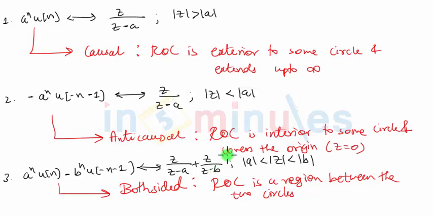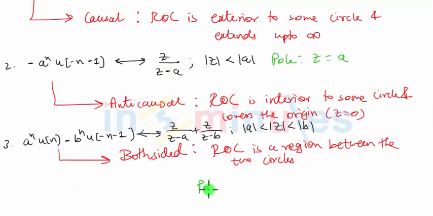Now if you have observed one thing, the circle that we are talking about is also the pole of each and every Z transform. I hope everyone knows the concept of poles and zeros. The pole for the first Z transform is nothing but Z equal to A, so the ROC is confined by the radius mod A. For the second case also the pole is Z equal to A. Now for this third case, there are basically two poles, Z equal to A, which comes from the first term, and Z equal to B, and that's how there were two circles and the ROC was the region between the two circles. So that's one very important conclusion that we will use further.